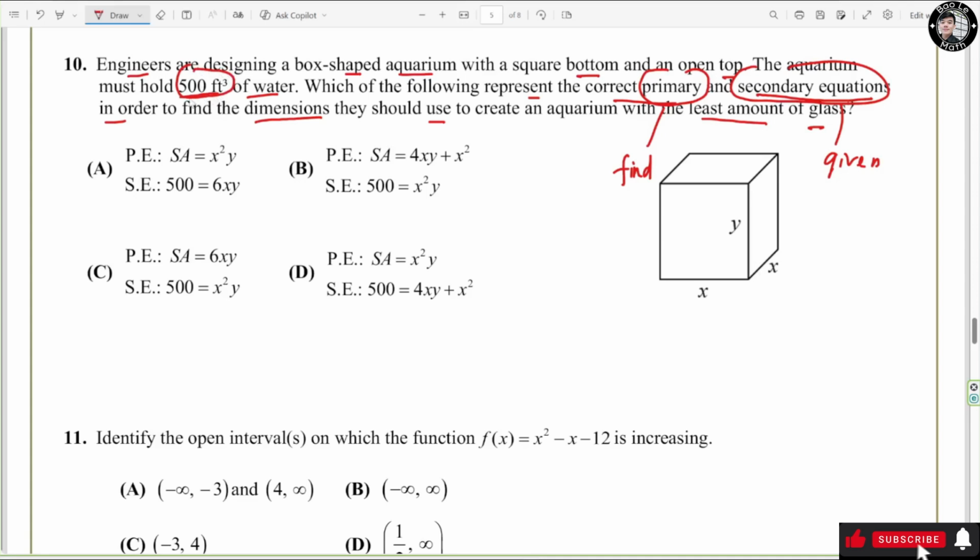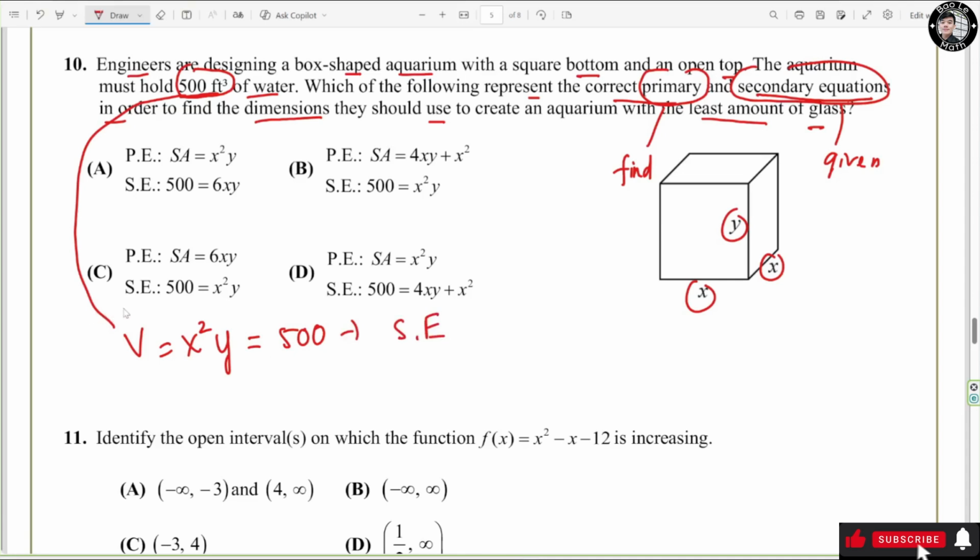So cubic feet tells us that this one is the volume. Now the volume of the rectangular prism right here is going to be length times width times height. So length times width times height is going to be s squared times y, and this equals 500. And this one is the secondary equation. So we check the answer choices right here.